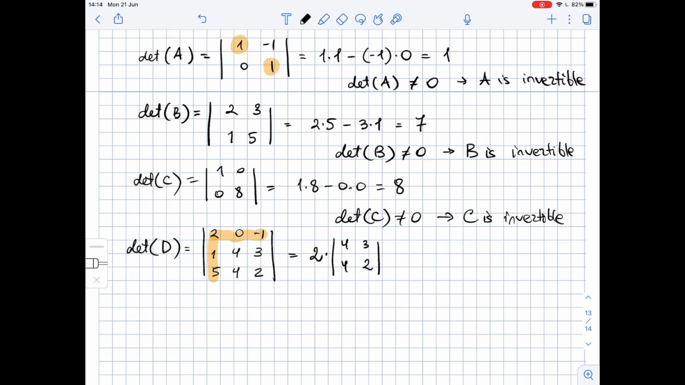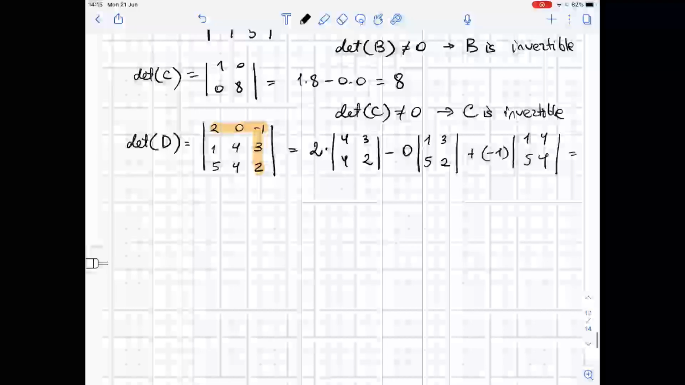Then we do the same with the second entry of the first row, so it's minus 0 times, now we will ignore the first row and the second column, so it's the determinant of the 1, 3, 5, 2 matrix. And then we need to add the third entry of the first row, so negative 1 multiplied by the determinant of the matrix which we get by ignoring the first row and the third column. So it's 1, 4, 5, 4. Well, let's do the calculations.